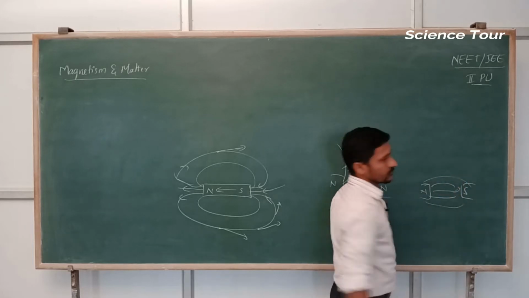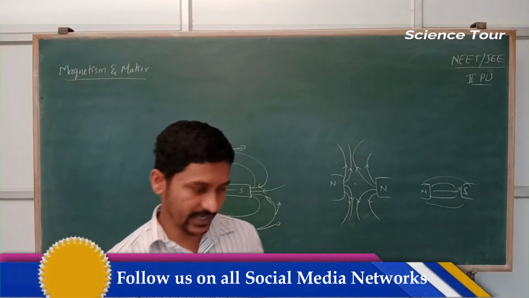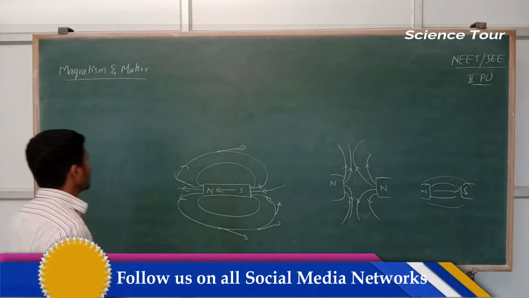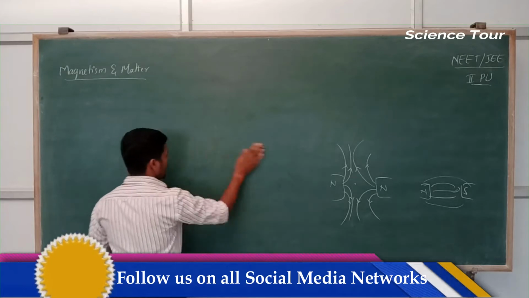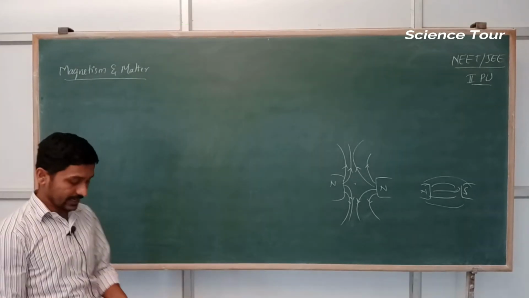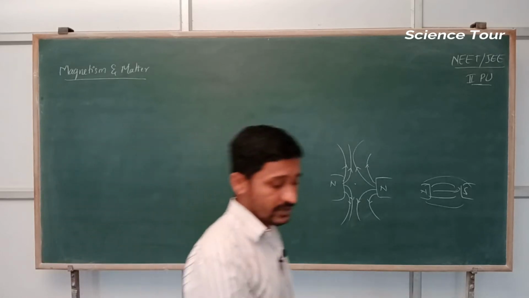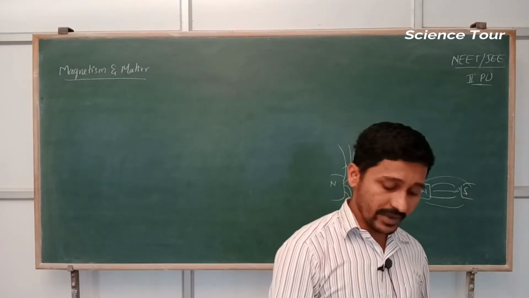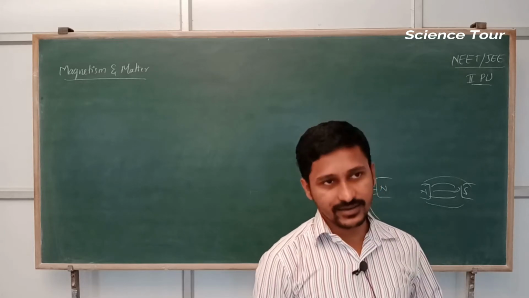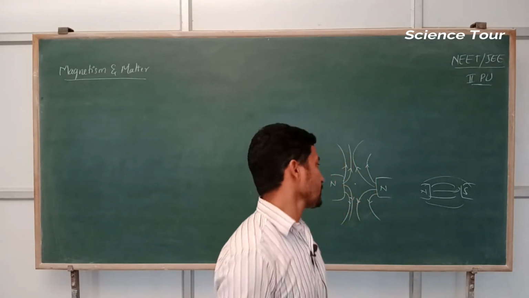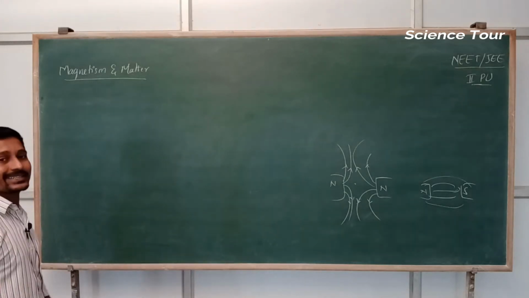Okay, that is the thing. And this is what we have for the like and unlike poles. But there is one concept that is called magnetic shielding. Next we are going to study magnetic shielding. Already, for the board exam, we have studied paramagnetic substances, ferromagnetic substances and diamagnetic substances, right. Similarly, based on that we have magnetic shielding.